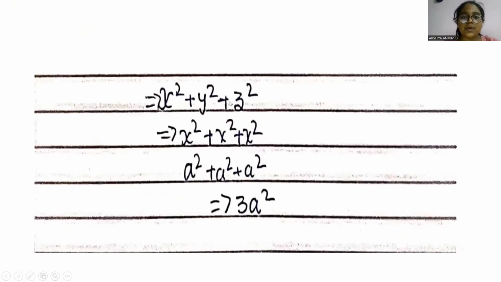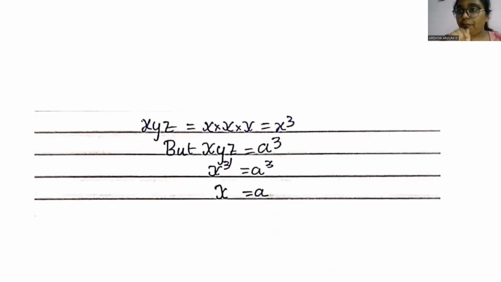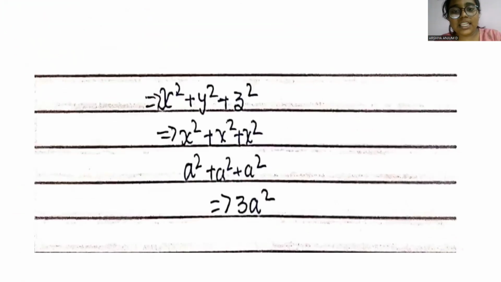Here x square plus y square plus z square, we have to find the minimum value of this. From the beginning we know that we can replace y and z with x. So in the place of y we write x and in the place of z we write x. So x square plus x square plus x square. And we have known that x equals a, so we replace this with a square plus a square plus a square, which is 3a square. Hence, the minimum value of x square plus y square plus z square is 3a square.